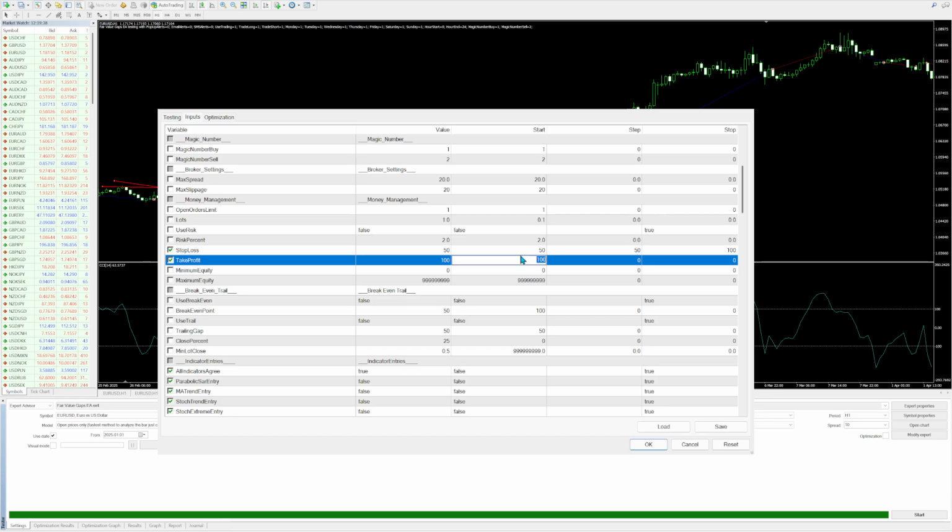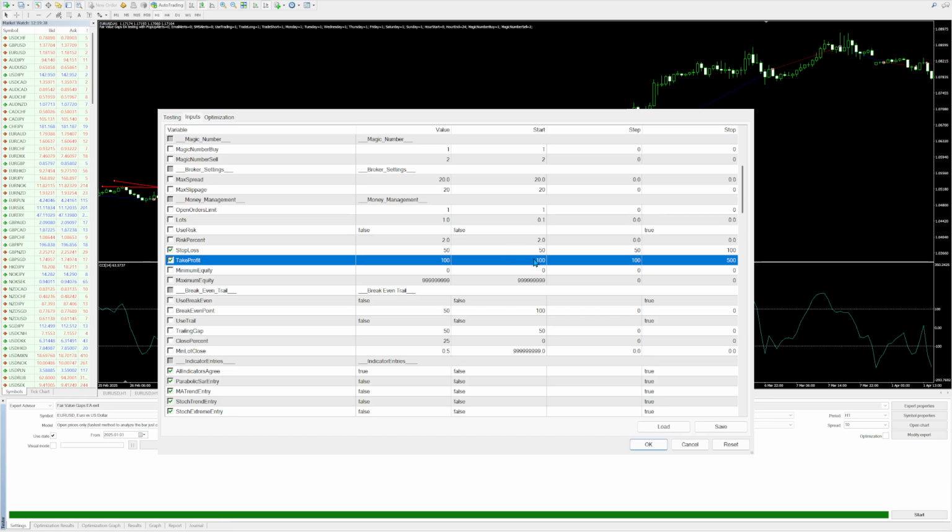For the take profit, we can put it at 0 because we've got the close on opposite. No, we won't actually. We'll start on 100 for that. We'll go up in 100 increments and we'll stop at, let's just say, 500. So this is just a rough test, by the way. I'm just trying to show you how to optimize in the MT4 strategy tester.